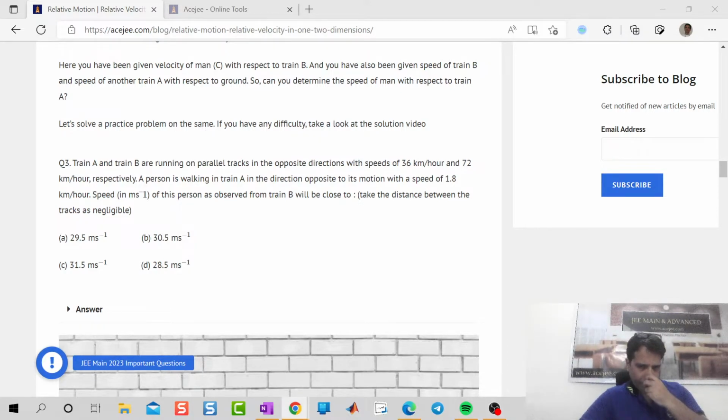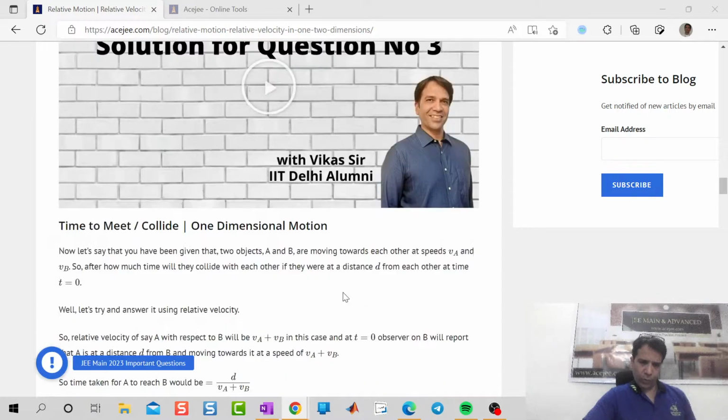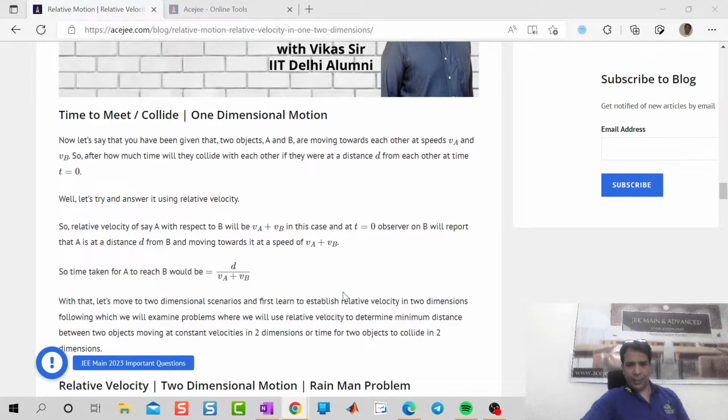Alrighty. Okay. So moving on, let's go to the next question. Now we're going to look at time to collide, which is fairly simple. If I were to ask you, the two trains are this far apart, how long do they take to collide? Then it is the distance divided by the relative speed, right? They'll give you the time.